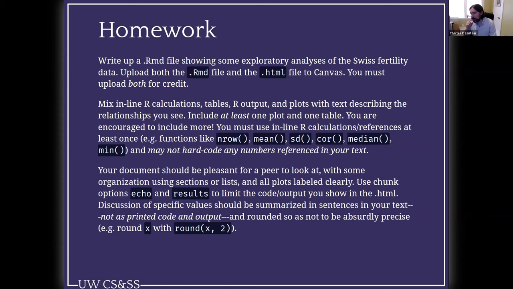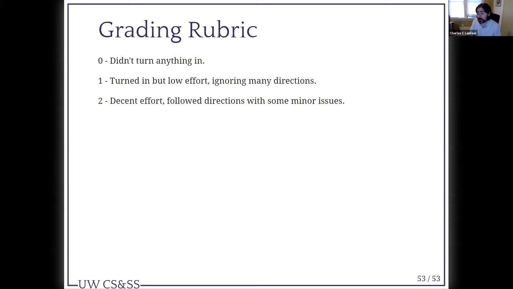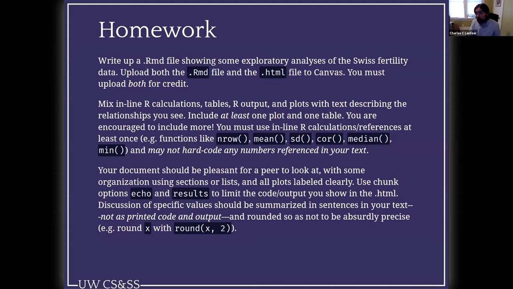Okay, so that's what I've got. For homeworks, there's a rubric. It's very simple. You get a 0 if you don't turn things in. You get a 1 if it looks like it's low effort and you ignored the directions. If you basically tried to follow the directions, no matter how decent it comes out, you're probably going to get a 2. If it's pretty good, it's okay if you have some mistakes here and there, it's going to be a 3. Okay, that's basically it.